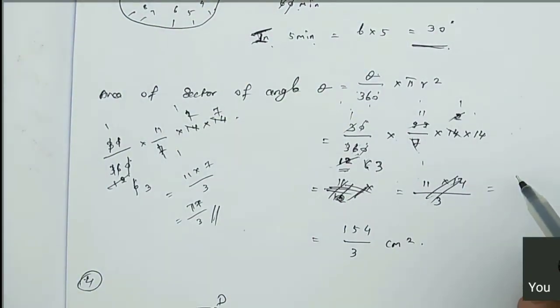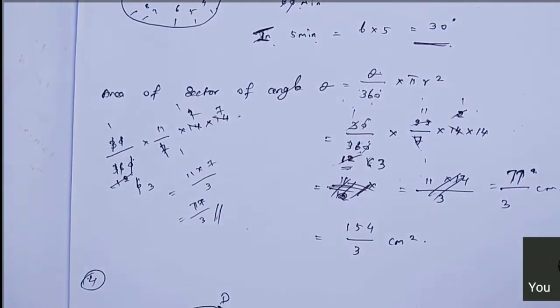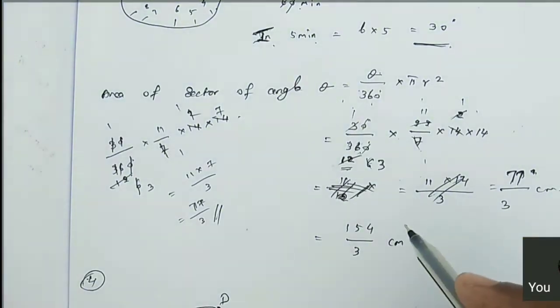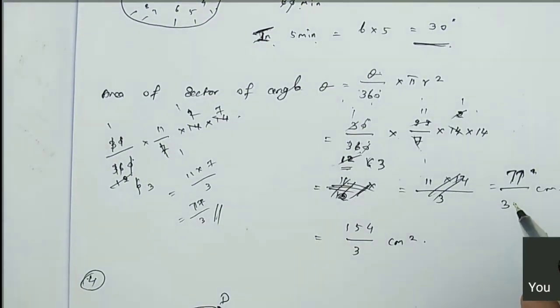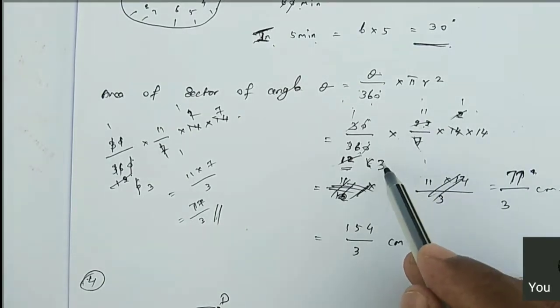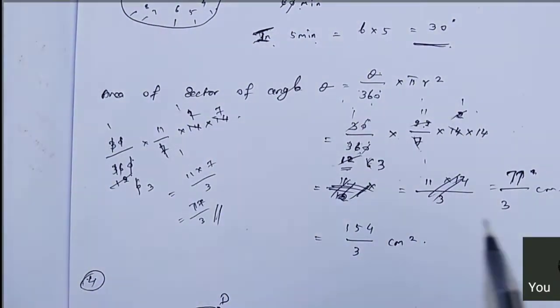So the answer is 77 by 3 centimeter. Clear? Any doubt? Check the answer book back side. Did we make any mistake? Check your book back. Answer, make it fast. That is 77 or 154. 154 by 3. But somewhere we made a mistake.